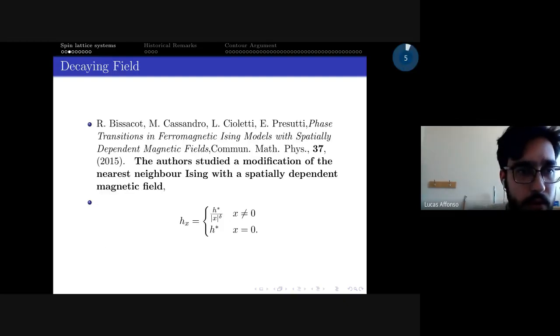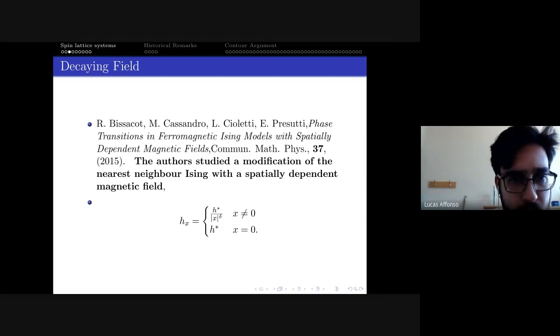And we also have a decaying field that was studied in this nice paper by Rodrigo Bissacot, Cassandro, and Presutti, where they studied the nearest neighbor case with the decaying field, as we're seeing now, for a constant h star that is positive. And they studied the phase transition, and also they studied the uniqueness for the nearest neighbor case with a decaying field.